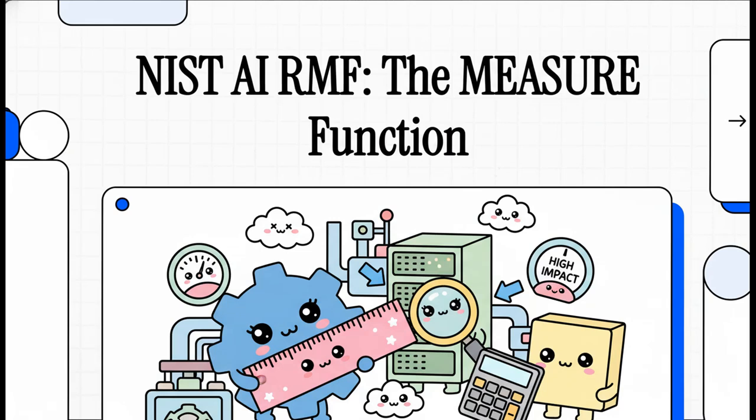When we talk about AI risk, it's so easy to get lost in these big abstract ideas. But how do you actually make it real? I mean, how do you go from just identifying a risk to truly knowing its size, its shape, and its actual impact? Well, today we are diving deep into the engine room of the NIST AI risk management framework to look at the one function that does exactly that: measure.